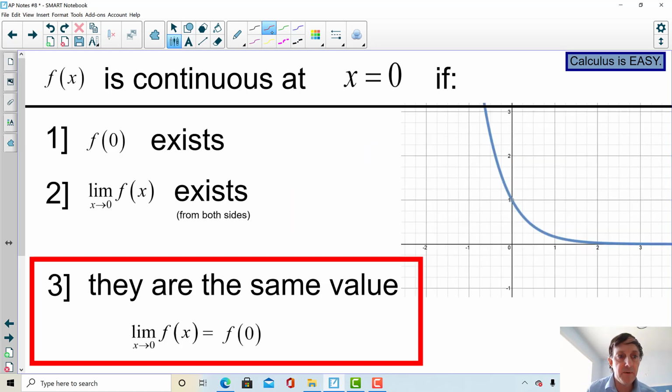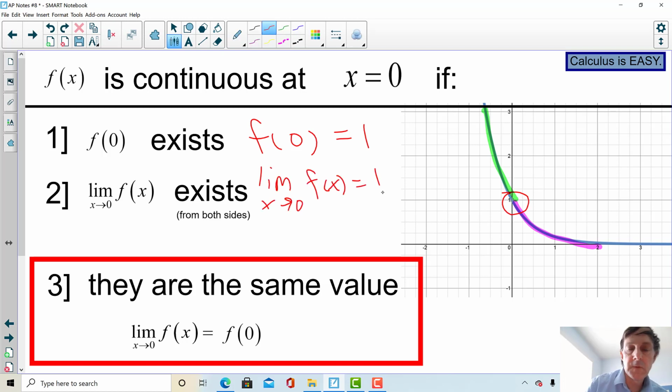Here's another simple example. Does f of 0 exist? Yes, it's equal to 1. Does the limit as x goes to 0 of f of x exist? Yes, the limit from the left is 1. Limit from the right is 1. So we can say the limit as x goes to 0 of f of x is equal to 1.